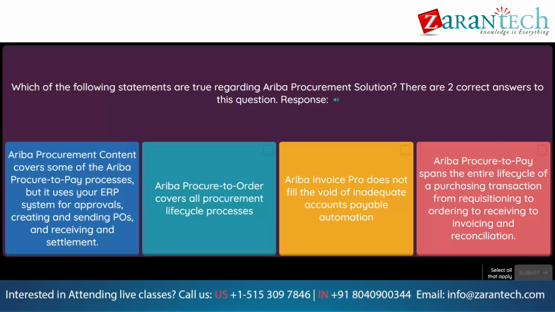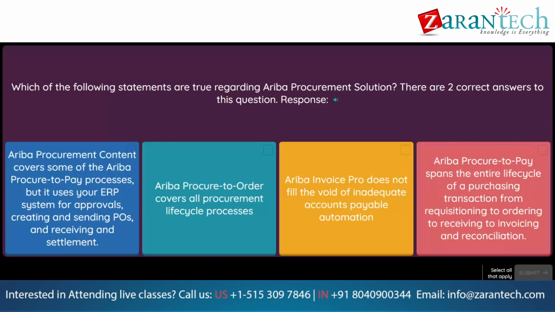Option 2, Ariba procure-to-order covers all procurement life cycle processes. Option 3, Ariba Invoice Pro does not fill the void of inadequate accounts payable automation. Option 4, Ariba Procure-to-Pay spans the entire life cycle of a purchasing transaction from requisitioning to ordering to receiving to invoicing and reconciliation.